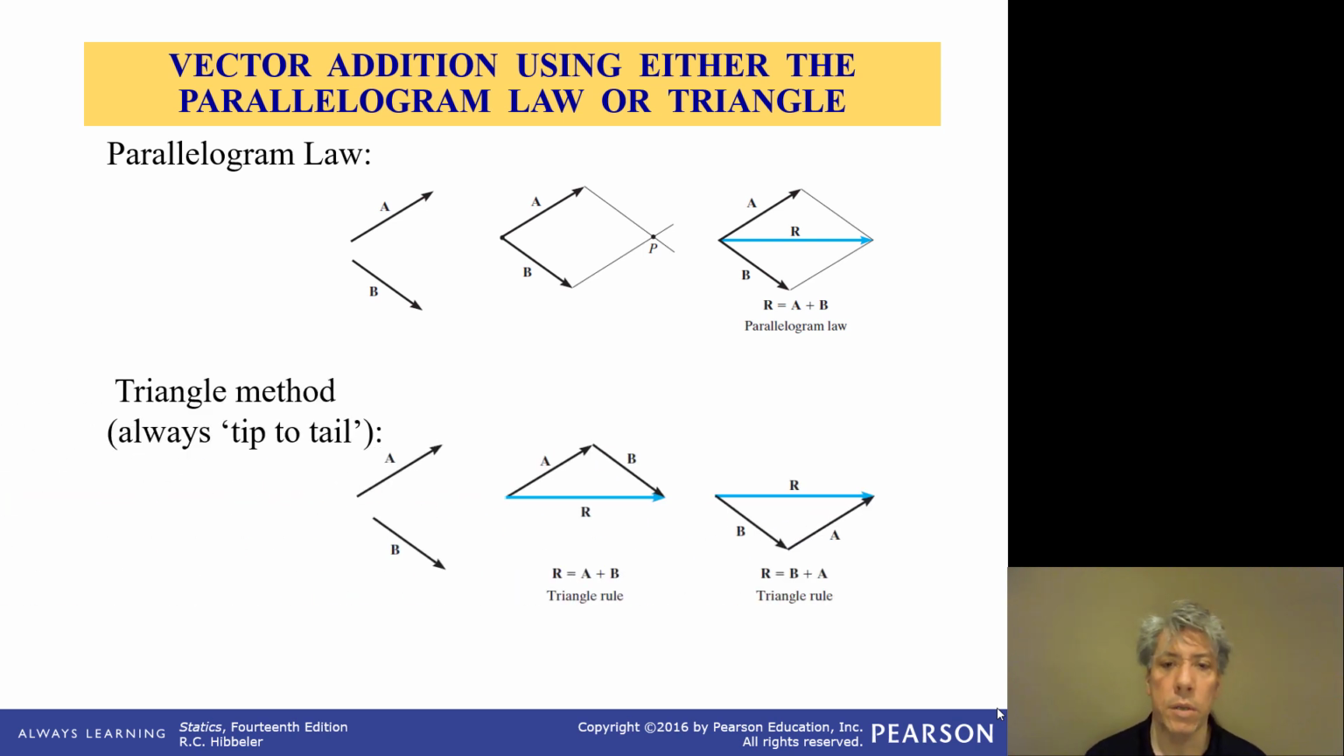However, there's another way to do it, and that is to simply take the 2 vectors and move them around so that they are tip to tail. So in other words, for example, put the tail of B on the tip of A, and then go from the tail of A to the tip of B, and that is the resultant vector. That's the sum of the 2. It's the same thing that I mentioned earlier.